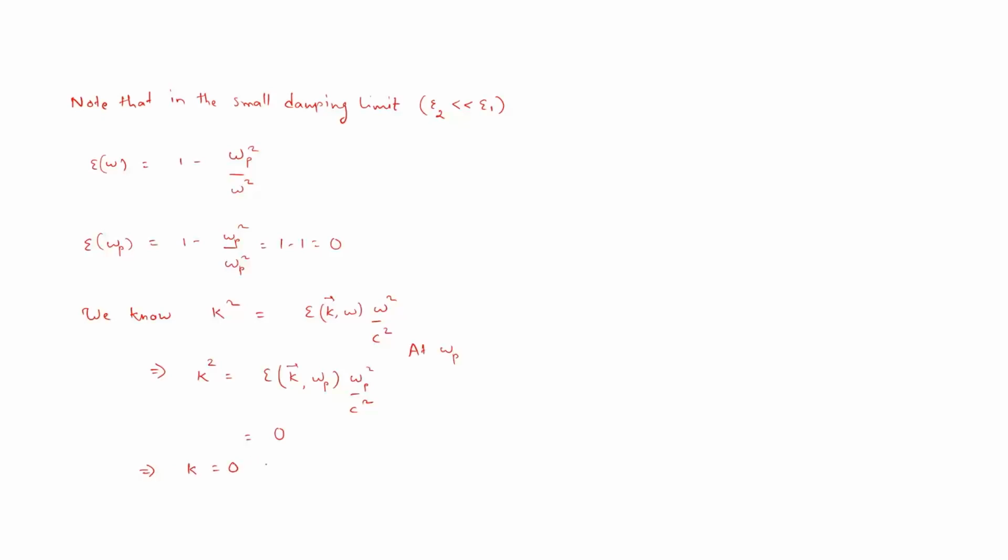What does this mean? So k is 1 over lambda, with some factor of 2 pi or something. That means lambda has to be infinite. And what is lambda? Lambda is the wavelength of the oscillation of the plasmons, and lambda infinite means the wavelength of the oscillation is infinite. That means there is no variation in the oscillation of electrons along the depth of the material, or along the k vector direction. So what we can say is that this is the collective oscillation of the electrons.